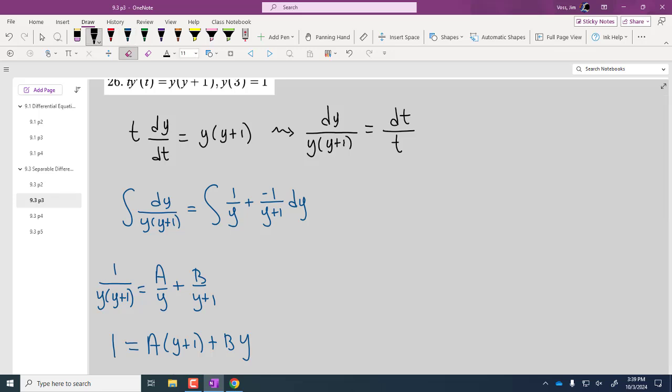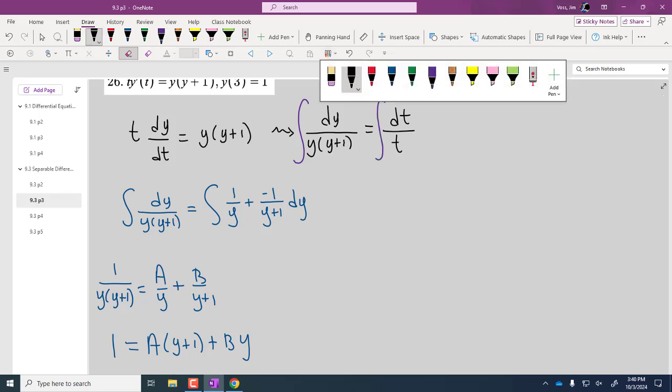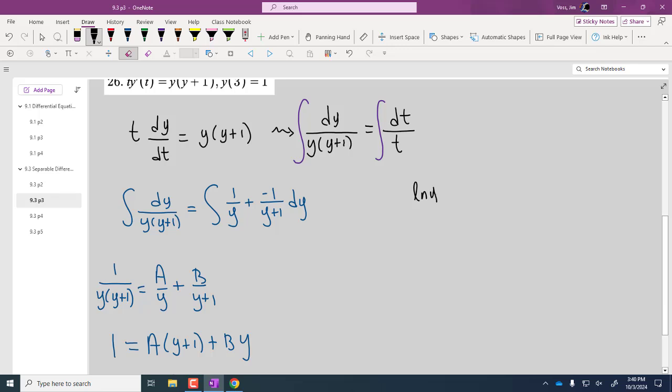So here we go. We're going to integrate both sides at this stage right here. And when we integrate, we're going to have that on the left. So if we integrate that, we get natural log of y minus natural log, and I should have an absolute value around the y, and around the y plus 1. So is everybody okay up to that moment?